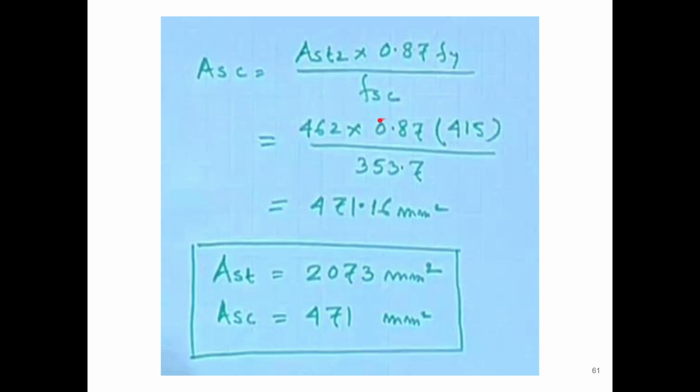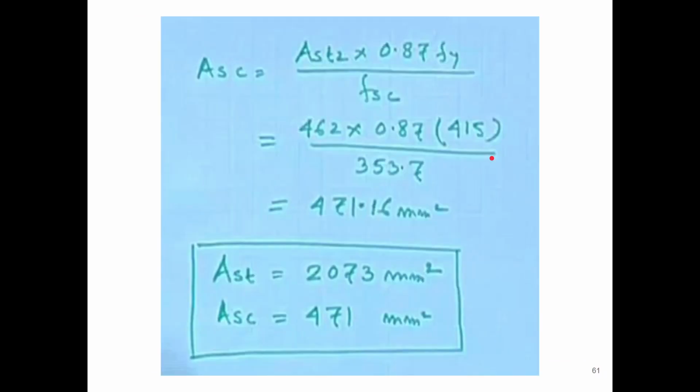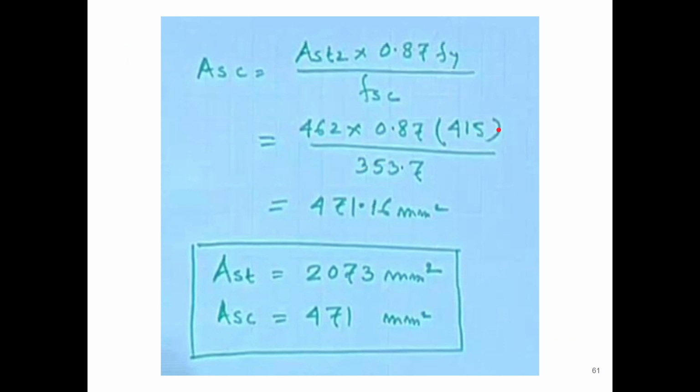So we found FSC, and we know AST2, Fy and FSC. Using these values we can find the area of steel in compression. If we calculate, it comes out to be 471.16 millimeter square, or 471 millimeter square. Therefore, the amount of steel in tension is 2073 millimeter square, and the amount of steel in compression comes to be 471 millimeter square. So this is all about the doubly reinforced section.